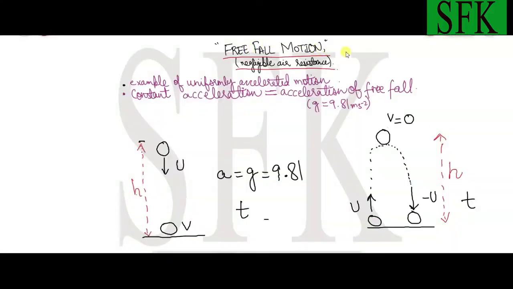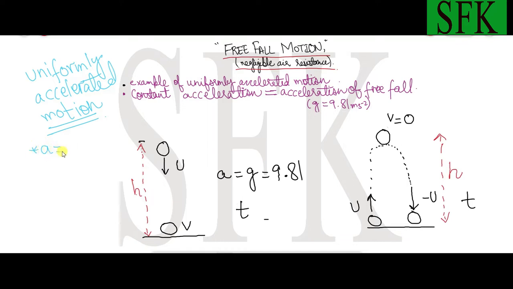In this video, we are going to look at a case of uniformly accelerated motion and an example of uniformly accelerated motion that we talked about in the previous video. Uniformly accelerated motion is a motion in which the acceleration is constant and the acceleration is non-zero.